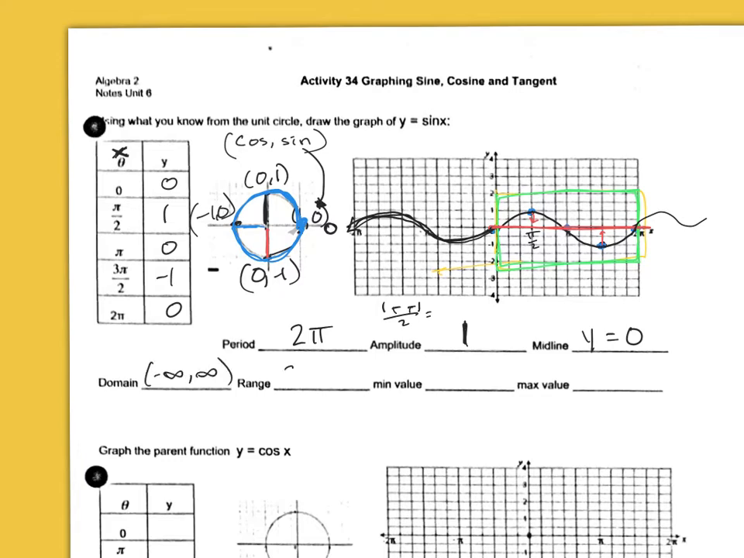But the range, the bottom number, the lowest number is negative 1, and the highest number is a positive 1, which means the minimum y value is a negative 1, and the maximum value is a positive 1. It is these graphs that we're going to start to graph today. So now we're going to go through the cosine, and then we'll take a little time out and go back over all this stuff, because sine and cosine are very, very similar.